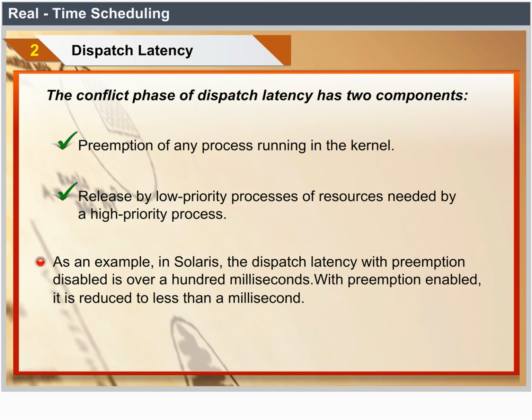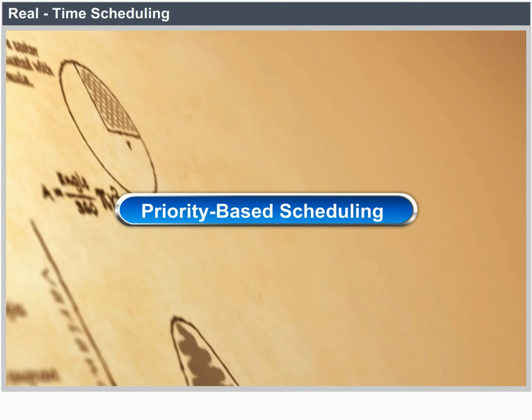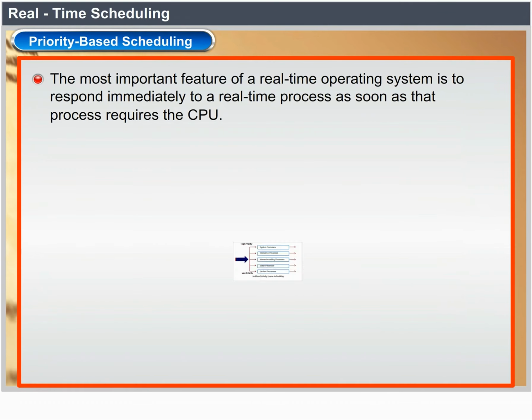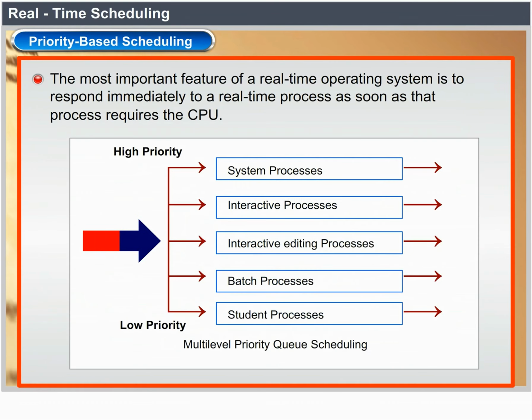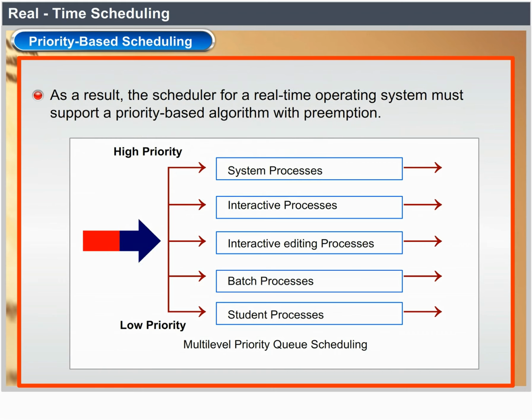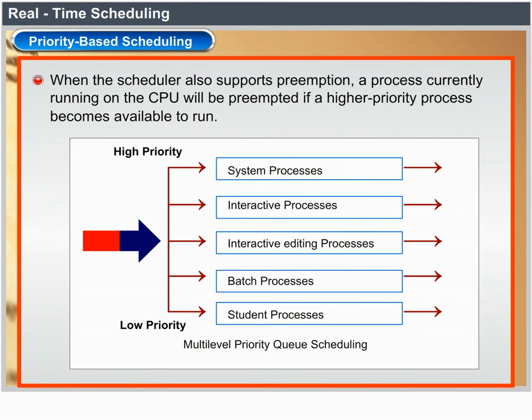Priority-based scheduling. The most important feature of a real-time operating system is to respond immediately to a real-time process as soon as that process requires the CPU. As a result, the scheduler for a real-time operating system must support a priority-based algorithm with preemption. If the scheduler also supports preemption, a process currently running on the CPU will be preempted if a higher priority process becomes available to run.